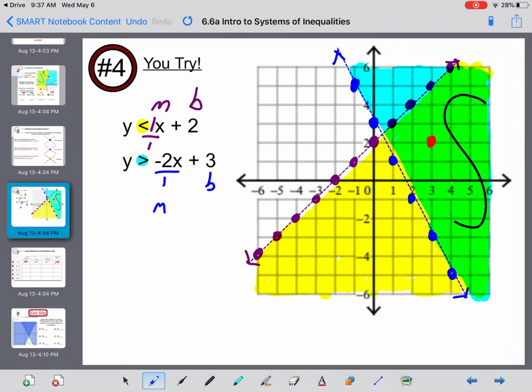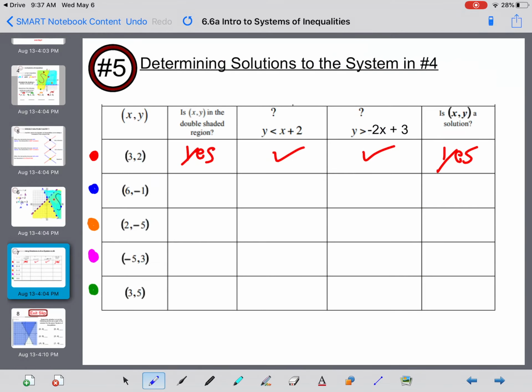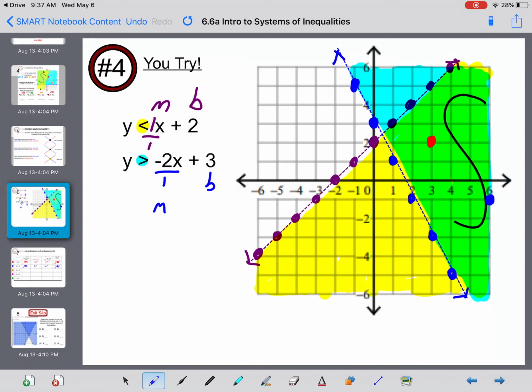(6, -1) in blue. (6, -1) is over here. And again, yes, that is in the green shaded region. So put yes, check both boxes, yes again.